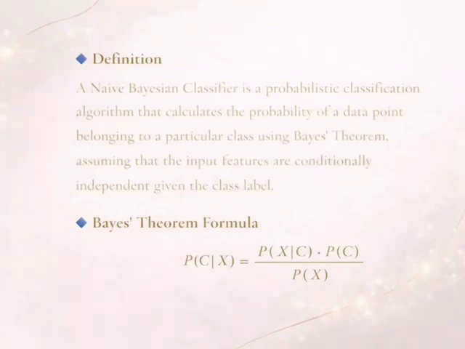P of C is the prior. This is our baseline, how often the class usually occurs before we see any new data. P of x is the evidence. This is the total probability of a feature occurring across the entire data set.